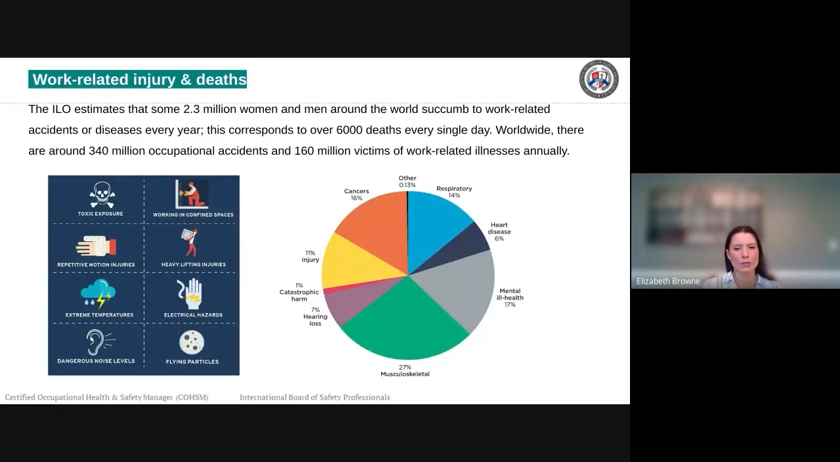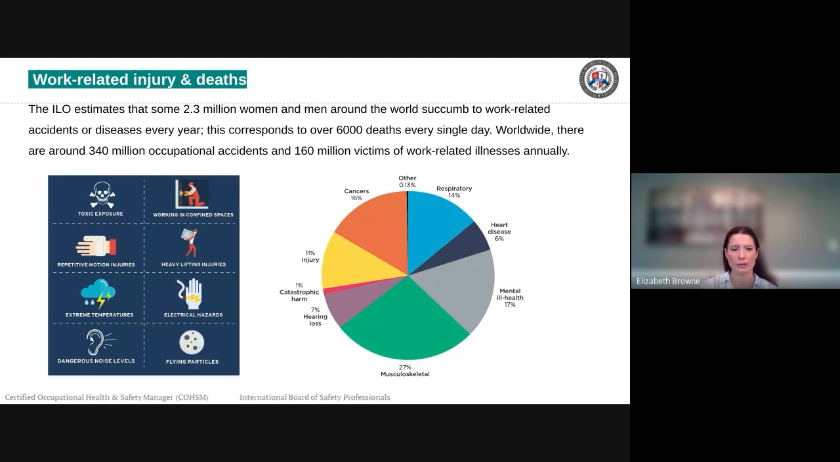All right. Switching over to, why are we doing all of these things? Why are we focusing on identifying risk and hazards and controlling them, and having these health, safety, and environmental systems in place? And ultimately, it is to reduce or eliminate as many work-related injury and deaths as we can. According to the ILO, they estimate that 2.3 million women and men around the world succumb to work-related accidents or diseases every year. This corresponds to over 6,000 deaths every single day. So that is just, to me, completely unacceptable that over 6,000 people go to work every day and die because of a work-related accident, and they do not go home.